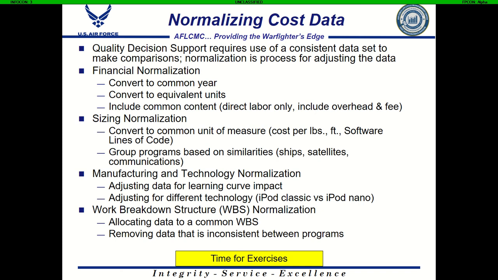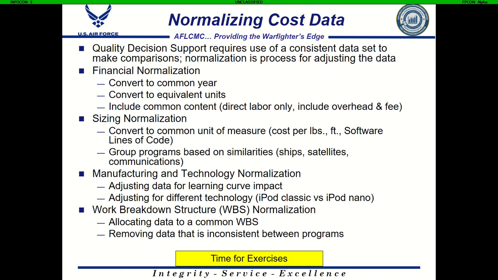We also want to include common contexts, right? So if we're comparing labor rates, are they direct labor rates? Do they include overhead? Do they include fee? We want to make sure that, again, we're comparing apples to apples. We're not comparing a labor rate that has no fee included to a labor rate that does have fee included, because that's not really a fair comparison between the two and won't lead to good decisions.